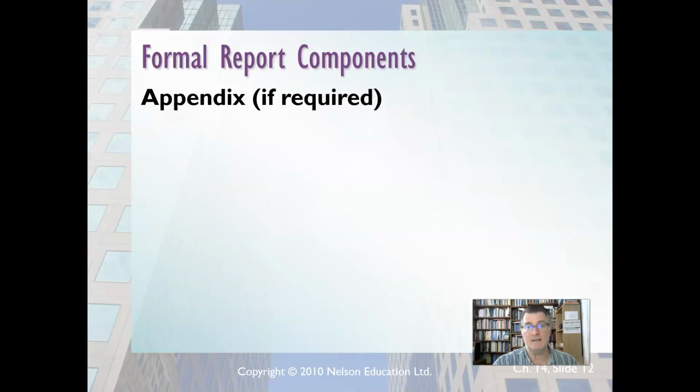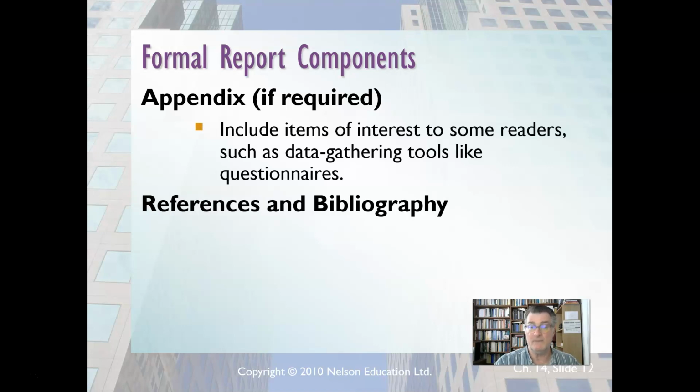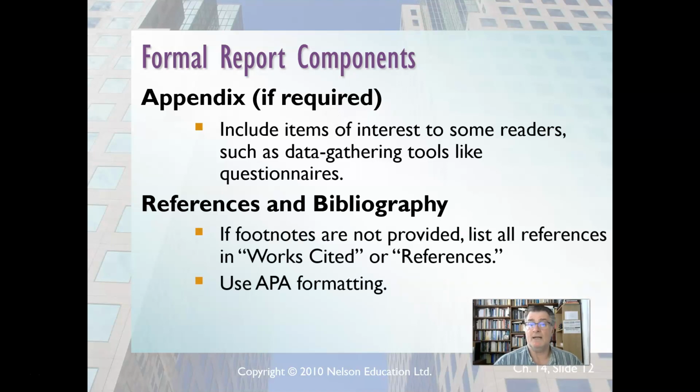Now, an appendix is in here, but you don't really need it because any data gathering tools like questionnaires you're not going to be doing. What is important, though, are the references in the bibliography. So, if footnotes are not provided, list all references and works cited or references. Now, footnotes are not provided. If you're writing in APA, you will be giving me the relevant in-body citation information in parentheses, and you should not need footnotes or endnotes.